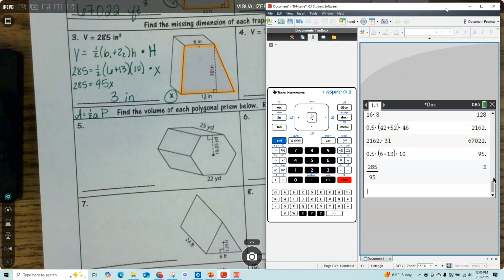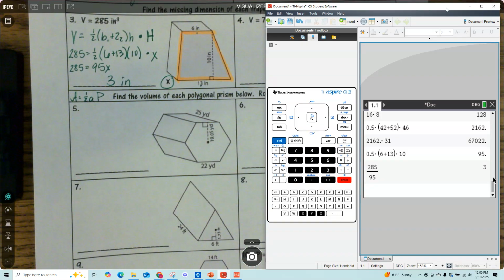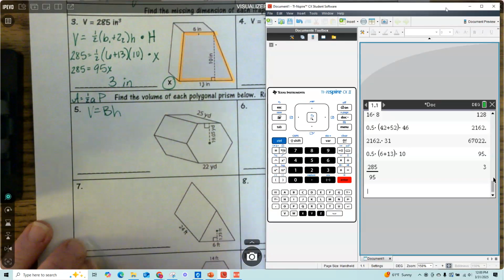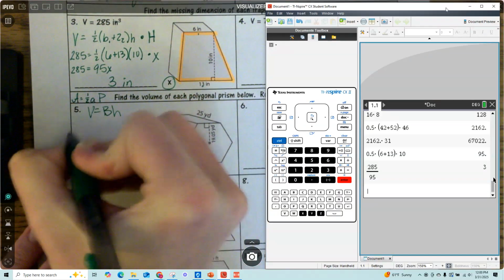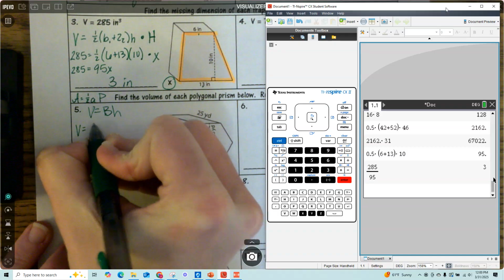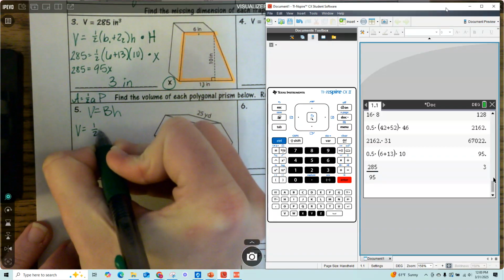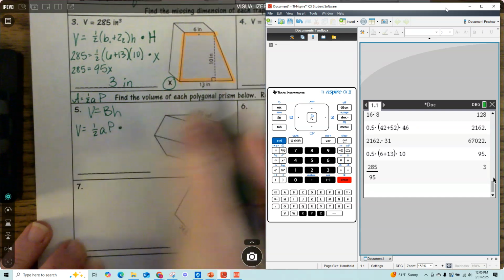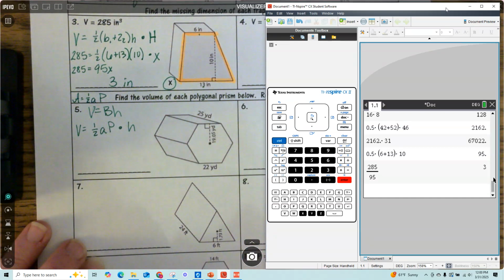Little a is the apothem from the side to the center. Big P is the perimeter. These won't get too gross. So if I want to find the volume of one of these shapes, okay, formula big BH still applies. We can expand it out if we want to. Big B is going to be 1/2 little a times big P, and then H is going to be the height of the shape, if you want to plug it in all at once.